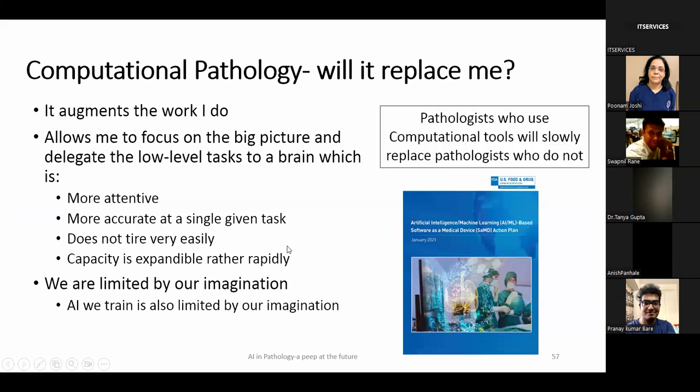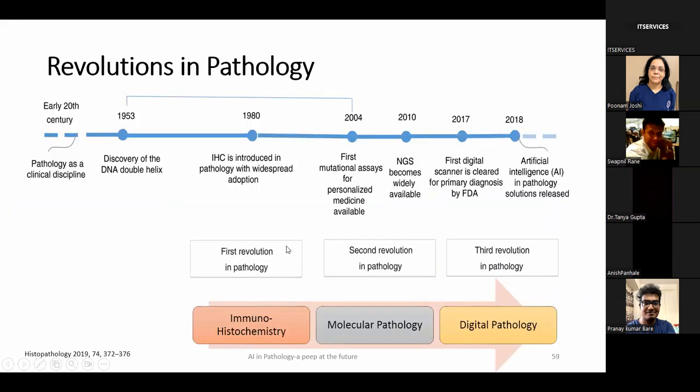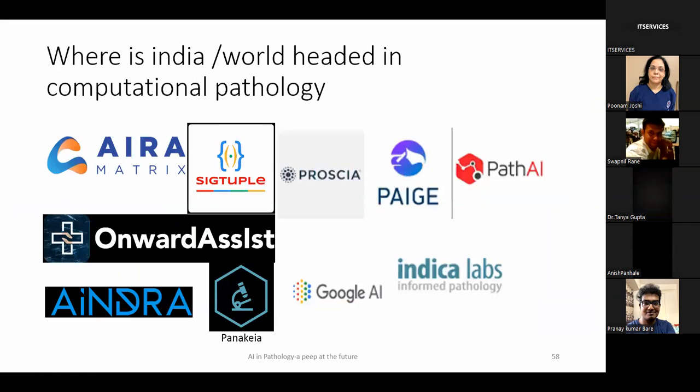In summary, there are a lot of companies in India as well as abroad where a lot of work is happening. Aira Matrix is actually based in Thane, and there are a lot of other companies based in Bangalore, Pune, etc., who do a lot of work in pathology, radiology, and other areas.